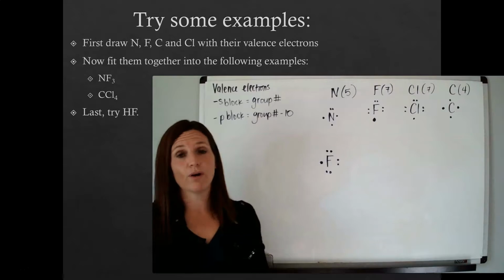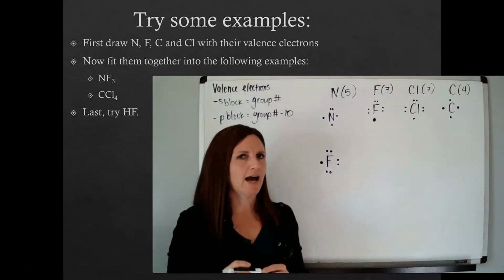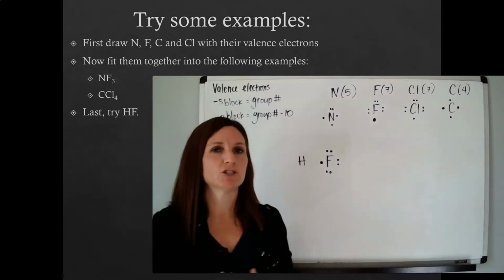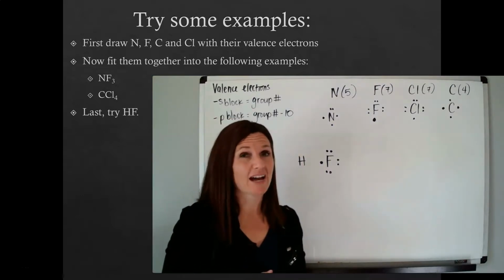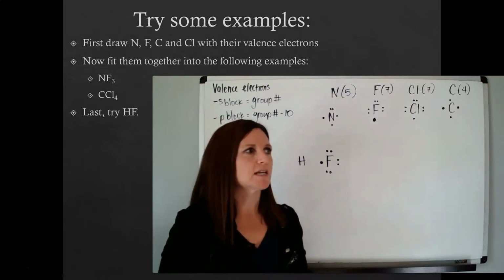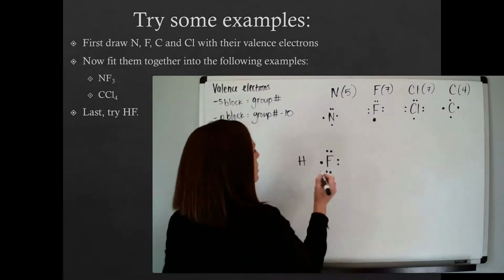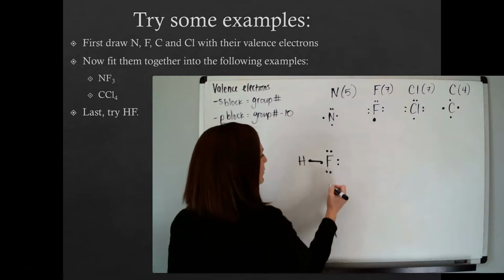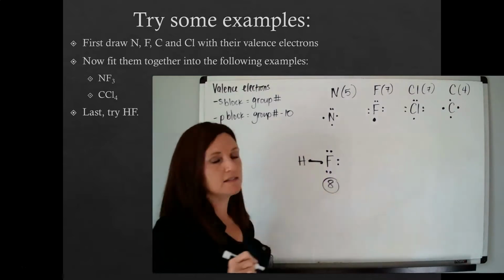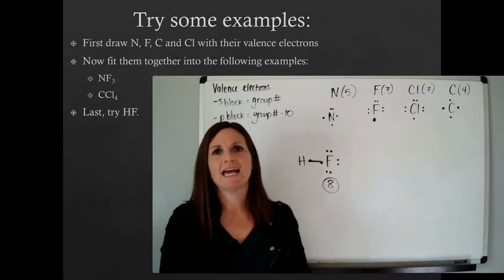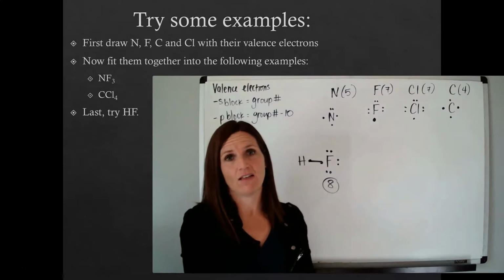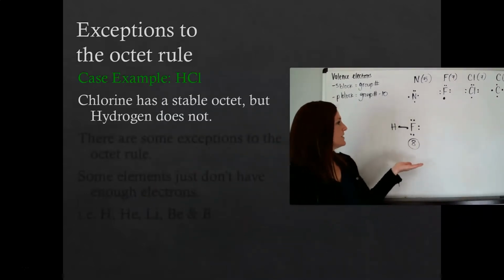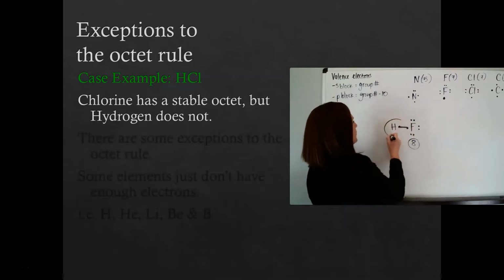So we start out with a fluorine, and now I want to add a hydrogen on. So I'm going to put hydrogen here, and I'm going to go look up hydrogen on the periodic table, and I'm going to find that hydrogen is in group 1, which tells me that it only has 1 valence electron. So I'm going to put it right here and make my bond. And I have made fluorine happy with 8 valence electrons, but hydrogen does not have 8 valence electrons. So in this example, we have found an element that does not have a full octet.